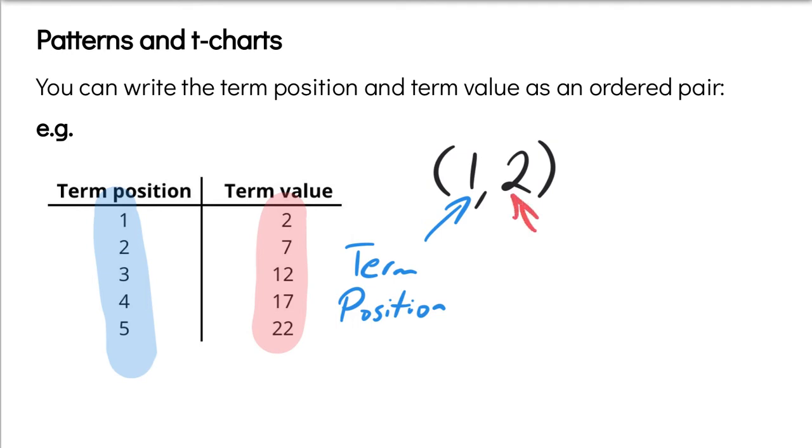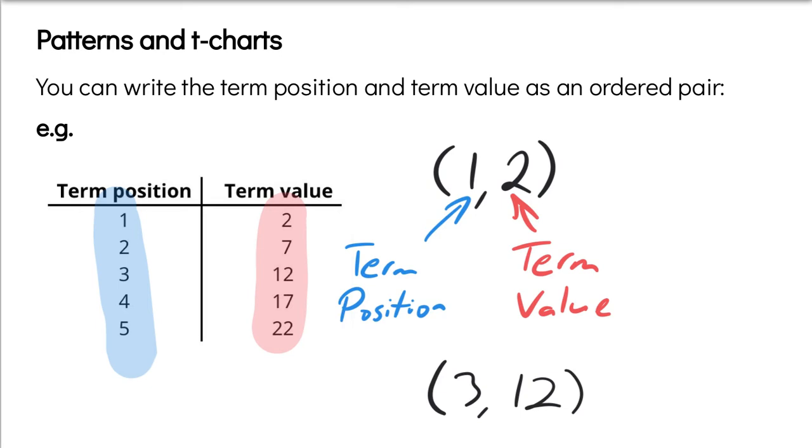This one here is our term value. And you could do that for any of these. You could write another one, let's say 3 and 12. That would be another ordered pair. And 3 would be the term position in that spot, and 12 would be the term value.